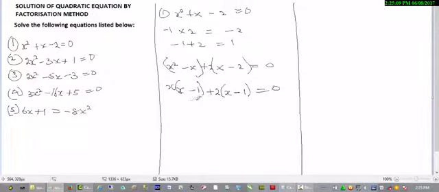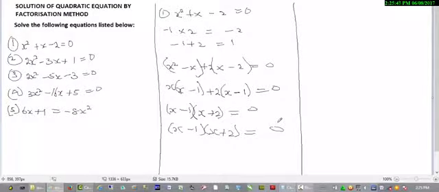So we see that this one has x minus 1 in bracket, and this one has x minus 1. So x minus 1 is common to both. When we remove x minus 1 from x times x minus 1, what is left is x. Then from the second term, when we remove x minus 1, we are left with plus 2, equals 0. So we are now left with x minus 1 times x plus 2 equals 0.